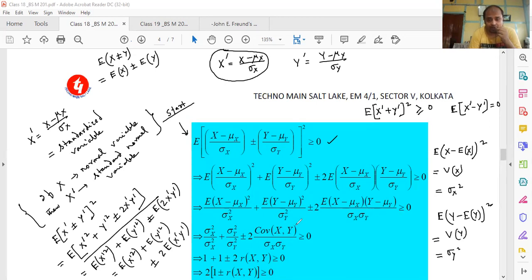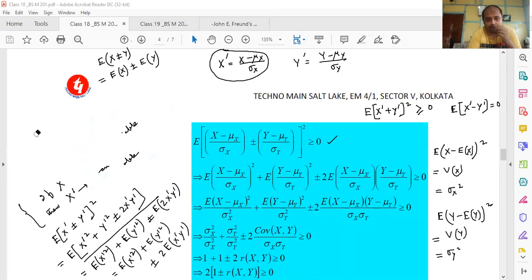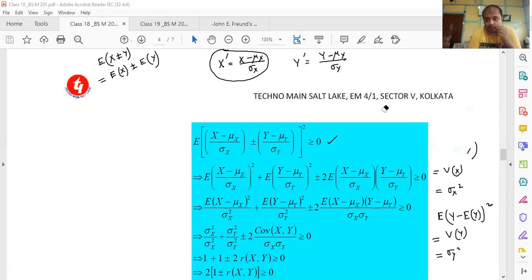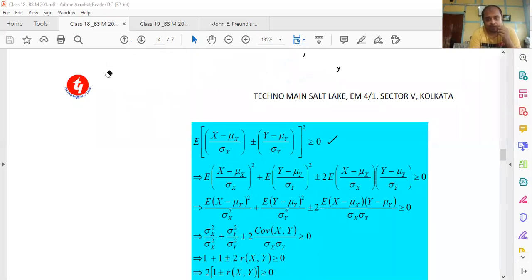So ultimately, we have got this, which is greater than or equal to 0. Now, sigma x square by sigma x square means 1. Sigma y square by sigma y square gives you 1. And covariance of xy by sigma x sigma y gives you rxy by definition of the correlation coefficient. So ultimately, we are getting 1 plus 1 plus minus 2 rxy, which is non-negative. You can take 2 common, and we get 2 multiplied by (1 plus minus rxy) greater than or equal to 0.